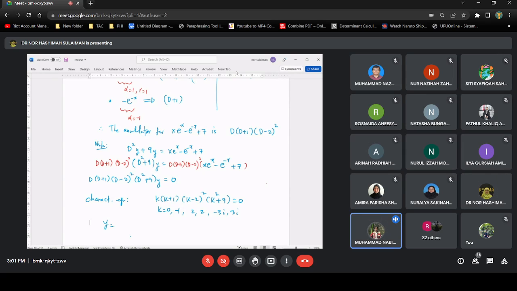Annihilator D negatif 2 kuasa 2 ke? Bukan negatif 1 ke tadi? Kat mana? Yang D tolak 2 kuasa 2. Bukan sepatutnya D tolak 1.